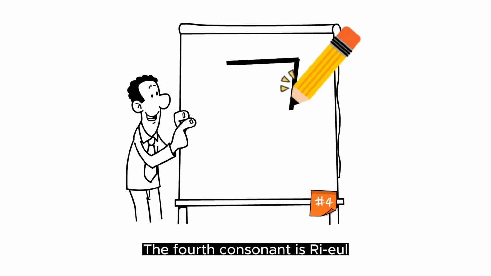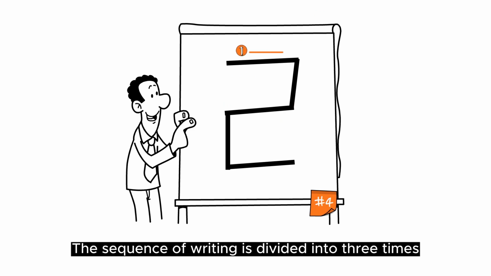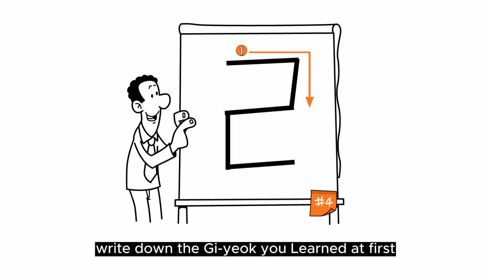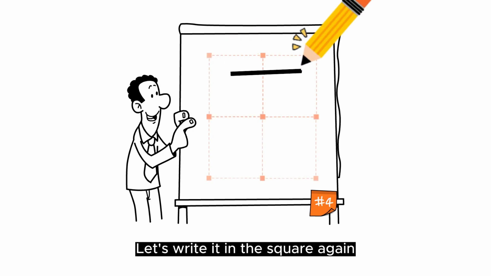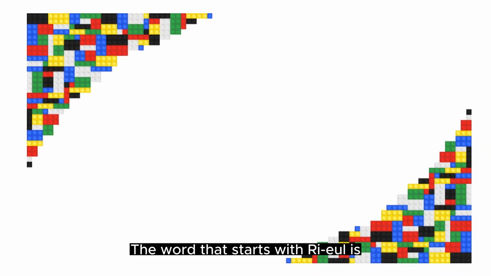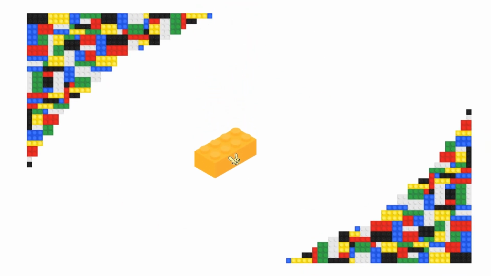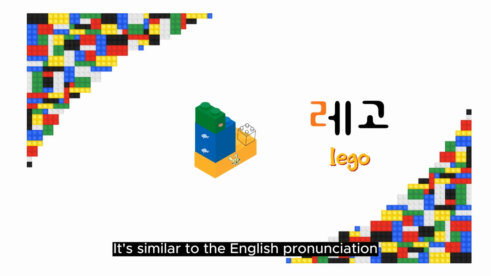The fourth consonant is 리을. The sequence of writing is divided into 3 steps. Write down the 기역 you learned at first, and then close it horizontally from left to right. Then come back and write down the 니은 you learned. Let's write it in the square again. 리을. The word that starts with 리을 is Lego. 레고, it's similar to the English pronunciation.